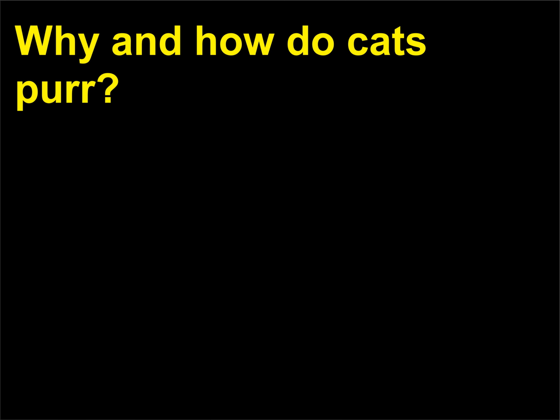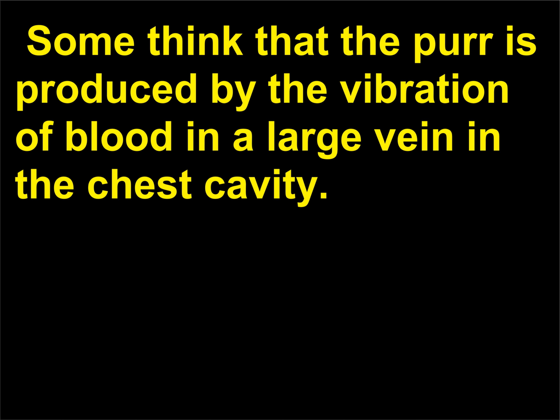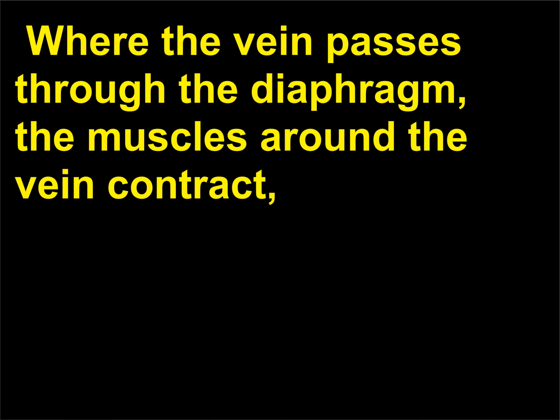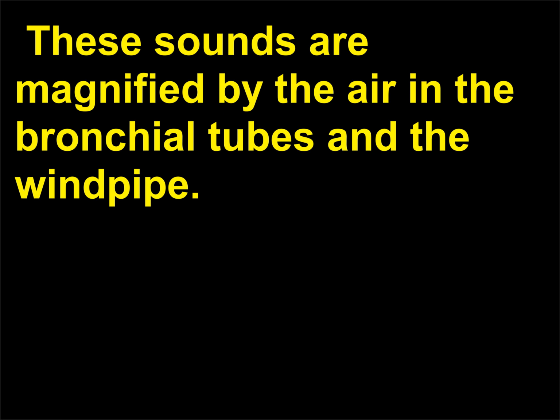Why and how do cats purr? Experts cannot agree on how or why cats purr, or on where the sound originates. Some think that the purr is produced by the vibration of blood in a large vein in the chest cavity. Where the vein passes through the diaphragm, the muscles around the vein contract, nipping the blood flow and setting up oscillations. These sounds are magnified by the air in the bronchial tubes and the windpipe.